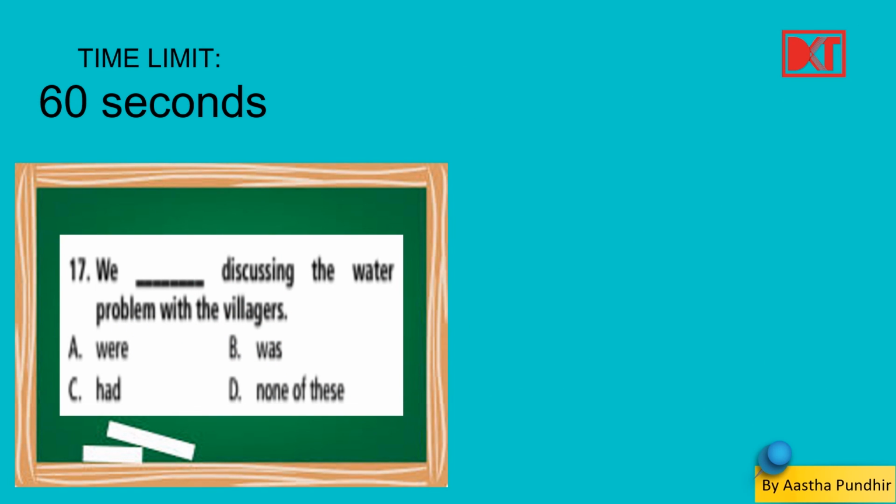Okay, next: we dash discussing the water problem with the villagers. We were discussing, was discussing, had discussing, or none of these. With we, first person plural, we use were. We were discussing the water problem with the villagers.